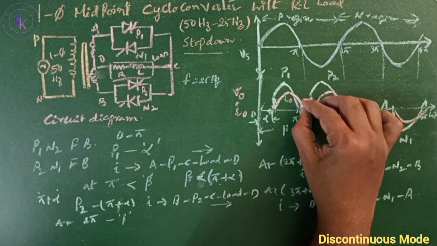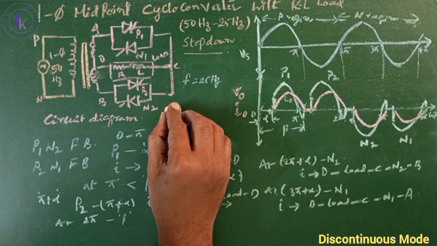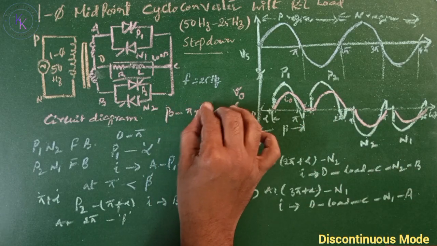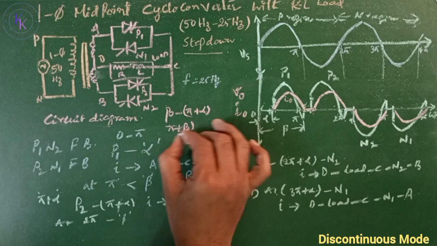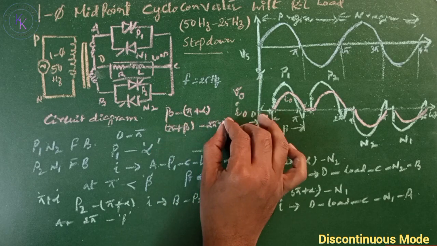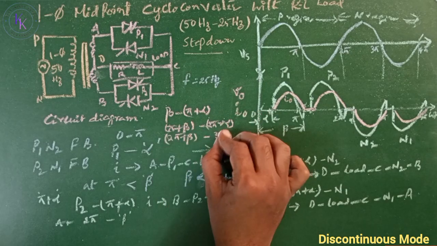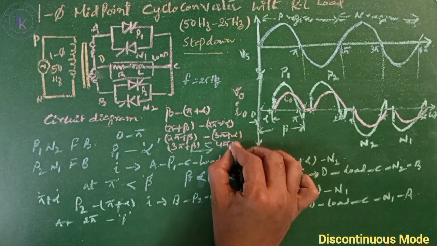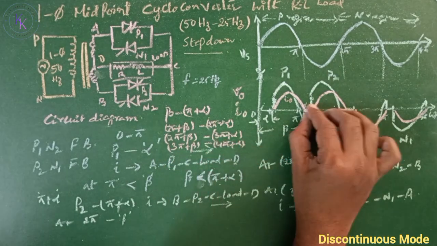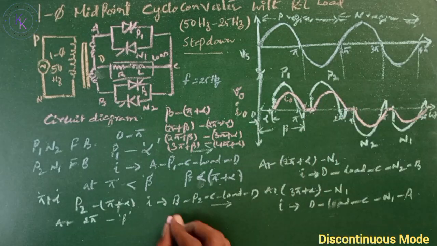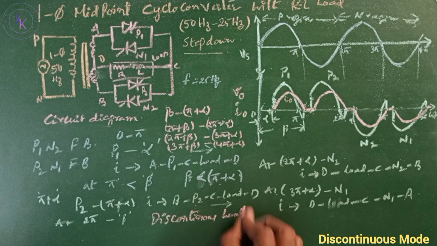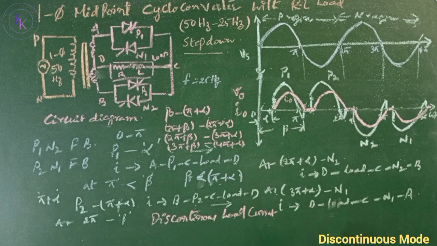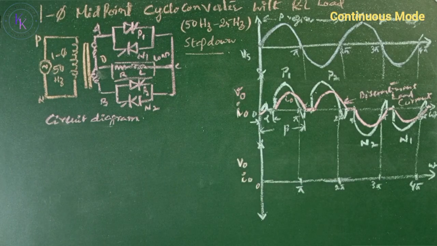If you observe the output current waveform between beta and pi plus alpha, pi plus beta and 2 pi plus alpha, 2 pi plus beta and 3 pi plus alpha, 3 pi plus beta and 4 pi plus alpha, there is a flat line of the current. This is our discontinuous load current. Now the continuous conduction mode.